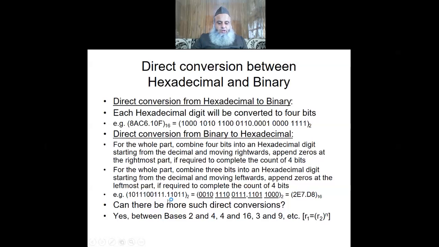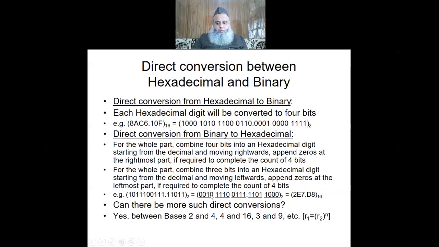Similarly, starting at the decimal point and for the fraction part moving rightwards, again combine in fours. So 1101. Now only 1 is here, so append zeros to its right. So 1000. Now you can do the conversions.